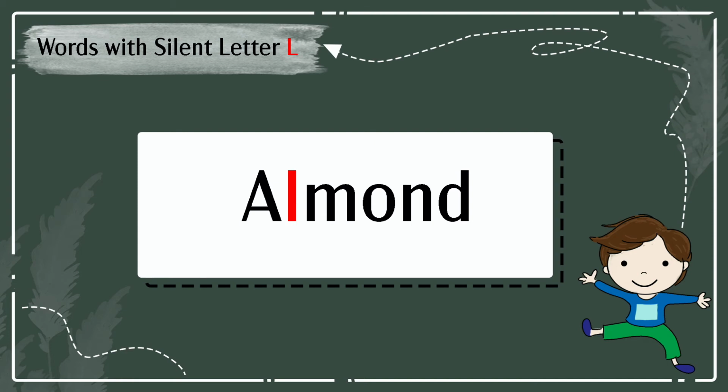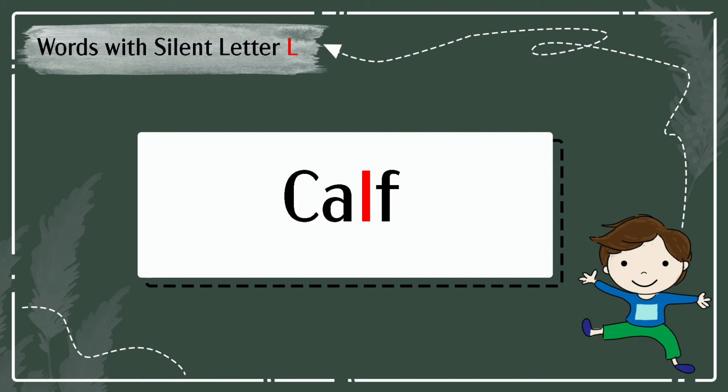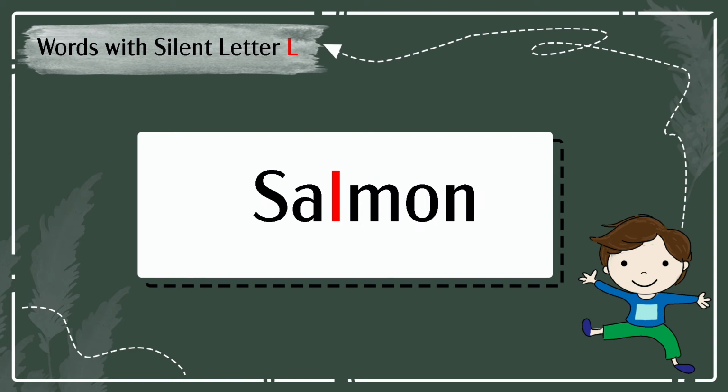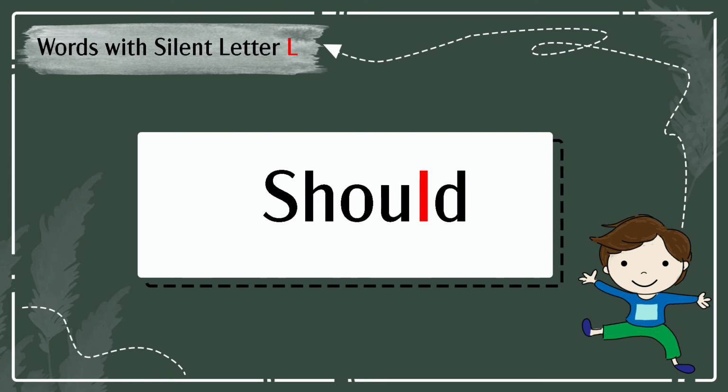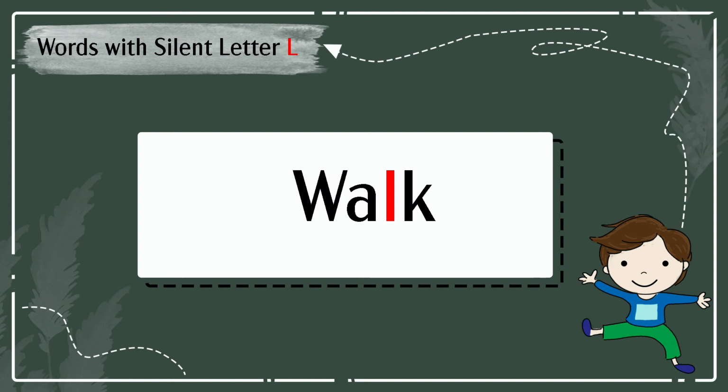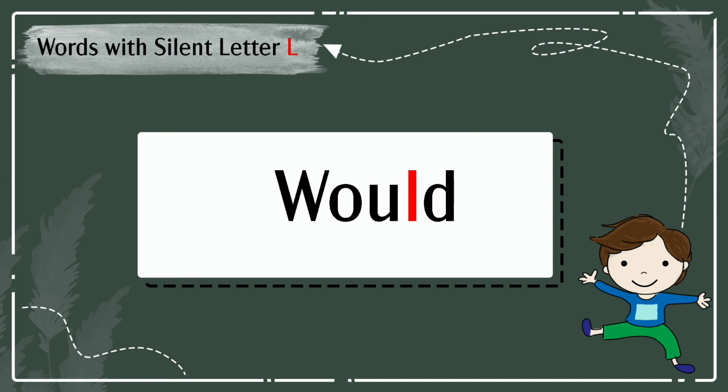Words with silent letter L. Almond. Calf. Calm. Chalk. Could. Folk. Half. Palm. Salmon. Should. Talk. Walk. Would. Yoke.